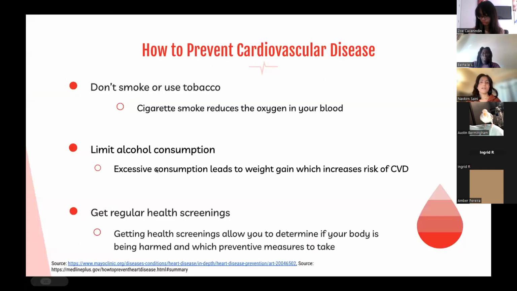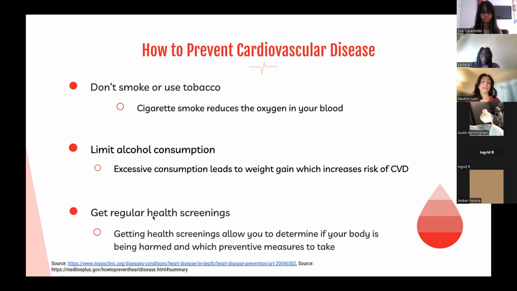Okay, so how do you prevent cardiovascular disease? Like we said earlier, don't smoke or use tobacco. Cigarette smoke reduces the oxygen in your blood, and this is why smoking is the leading cause of death when developing cardiovascular disease or stroke. Limit alcohol consumption because excessive consumption leads to weight gain, which increases the risk of CVD.